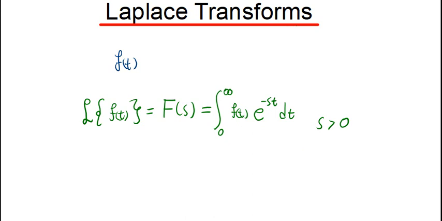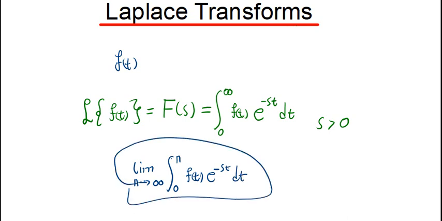This can also be written using a limit: the limit as n approaches infinity, then you evaluate the integral from 0 to n, and you're still going to have your f of t multiplied by e to the power minus st dt. So this right here is what we are trying to say, and we should always remember this notation.